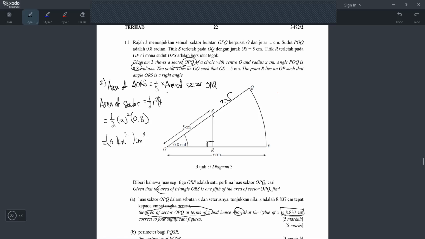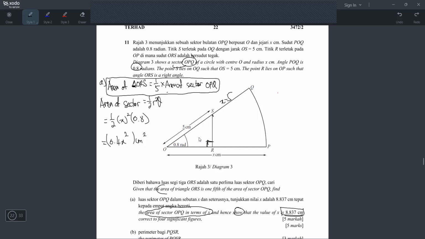And then the next thing is to show that x is equal to this. How can I show that x is equal to 8.837? By using this information is the only way actually. By using this information, we know that we can substitute 0.4 x squared inside here, which is the sector OPQ. But what happens when you want to substitute this part, ORS? We have a problem, because you actually can't find the ORS area now.